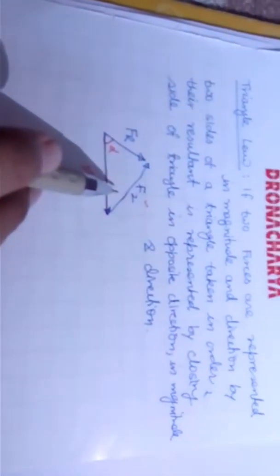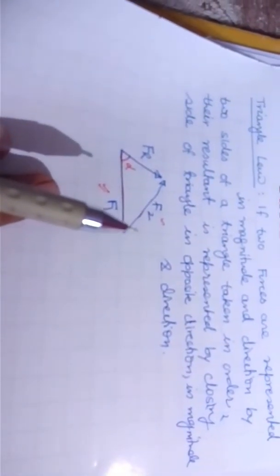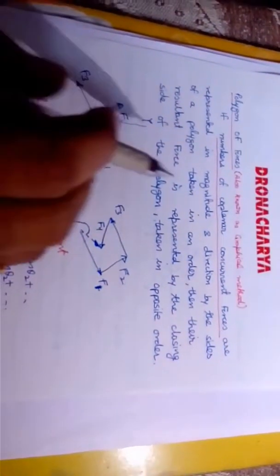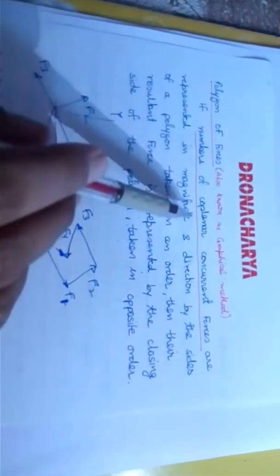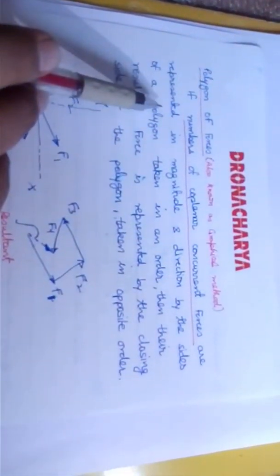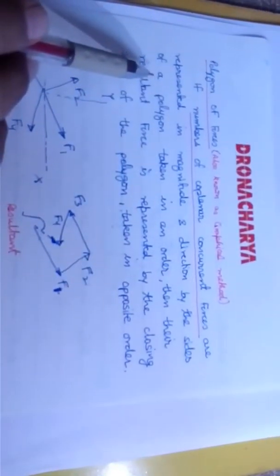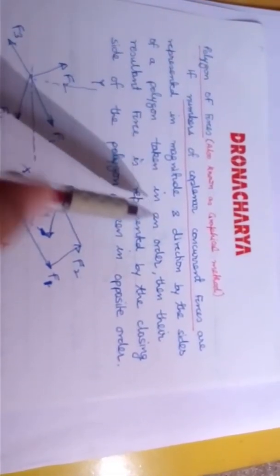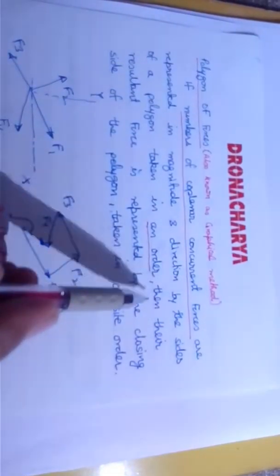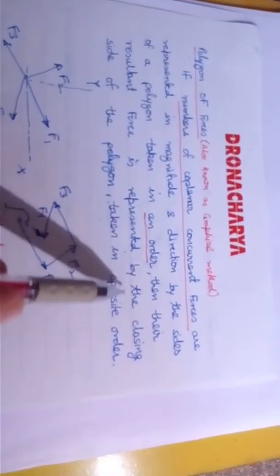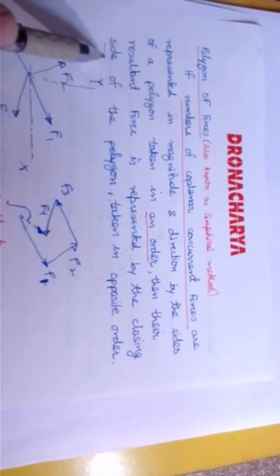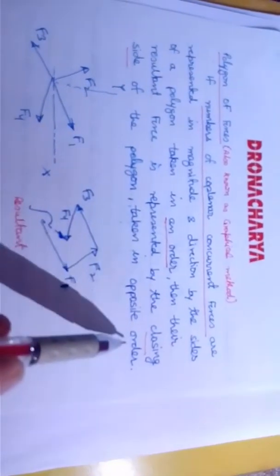The extension of this is law of polygon. Let us understand what is the law of polygon of forces. Law of polygon of forces: if number of coplanar concurrent forces are acting and they are represented in magnitude and direction by the sides of a polygon taken in order, that is one after another, then their resultant is represented by the closing side of the polygon taken in the opposite order.